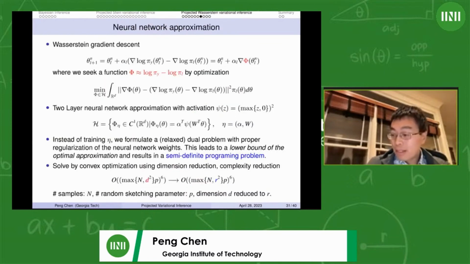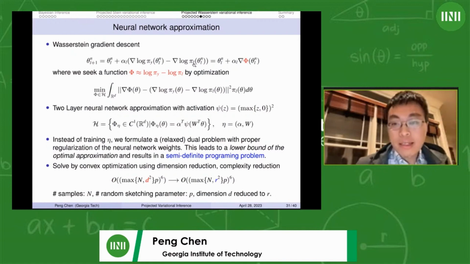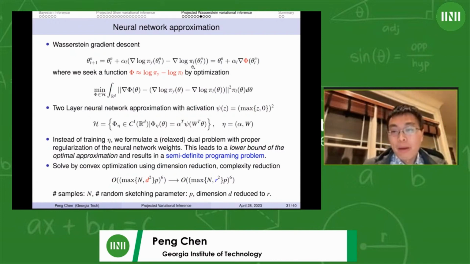For the last couple of minutes, I want to talk a little bit more about this Wasserstein gradient descent. In Wasserstein gradient descent, we have the update of the particles. I have the gradient of the log of a posterior, minus the gradient of the log of π_L. And in the last Wasserstein gradient descent, we have the kernel density estimate of this π_L. But now we use different approximations.